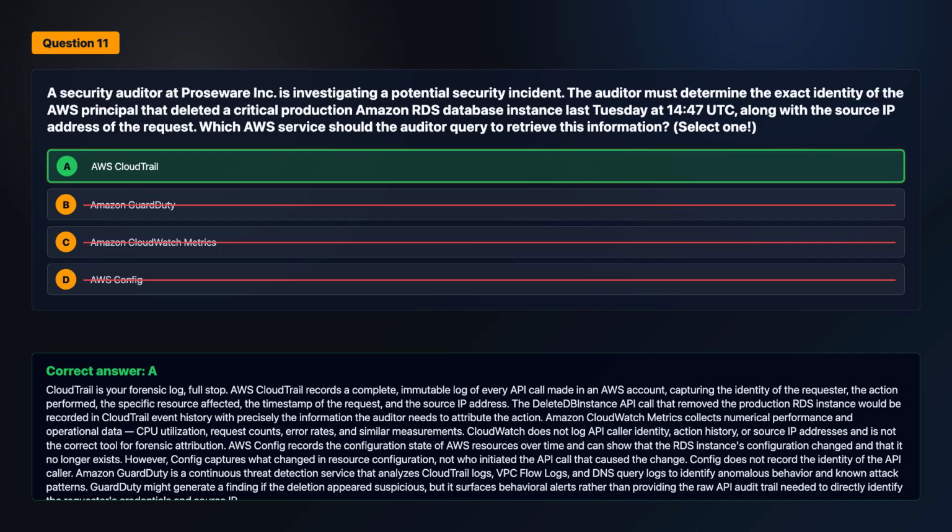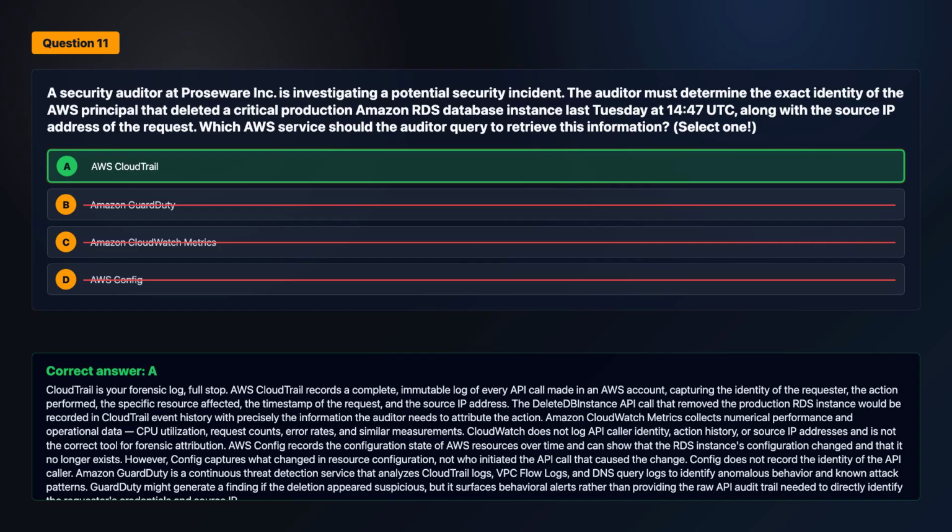CloudTrail is your forensic log, full stop. AWS CloudTrail records a complete, immutable log of every API call made in an AWS account, capturing the identity of the requester, the action performed, the specific resource affected, the timestamp of the request, and the source IP address. The delete DB instance API call that removed the production RDS instance would be recorded in CloudTrail event history with precisely the information the auditor needs to attribute the action.